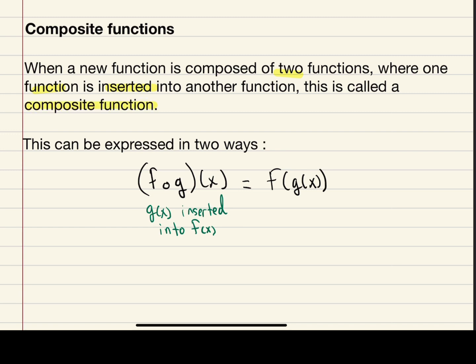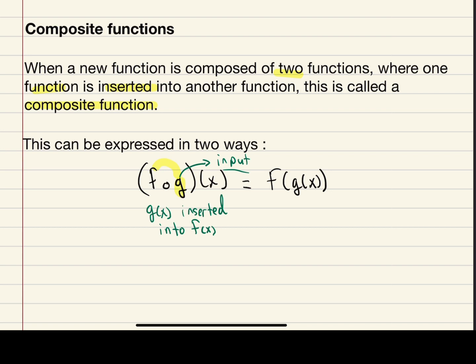So when I write f of g at x, which is f bracket g bracket x close bracket, what we're saying is that g is inserted into f at x. So g at x is inserted into f at x. And this is read as f of g at x. Whatever function is on the right of the O, that is going to be the input. So that's what you're inserting into.